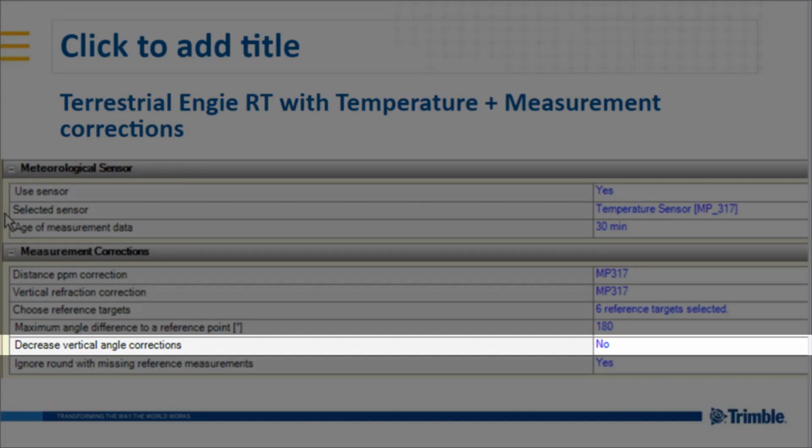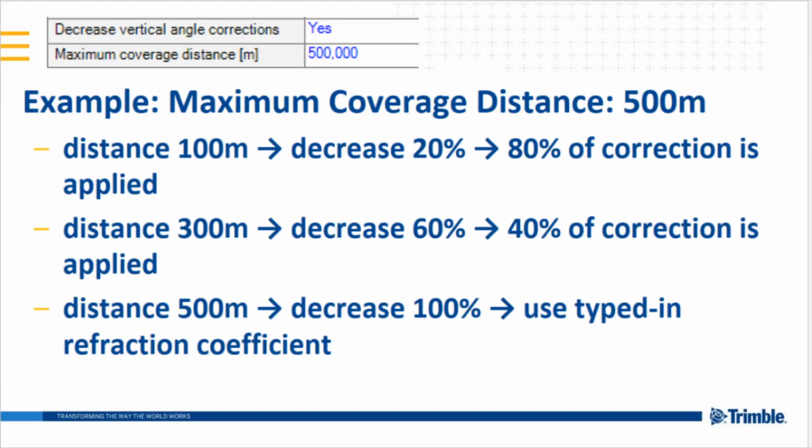The last property here is to decrease vertical angle corrections. If you set this property to yes, you can enter a maximum coverage distance. If you enter 500 meters in this field and the target is 100 meters away from the reference target, 80% of the corrections would be applied. If the monitoring target is 500 meters away from the reference target, only the typed-in refraction coefficient would be used.